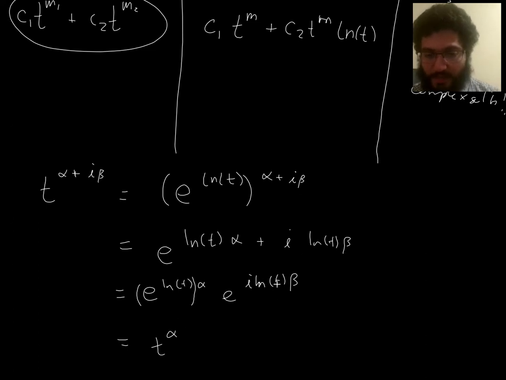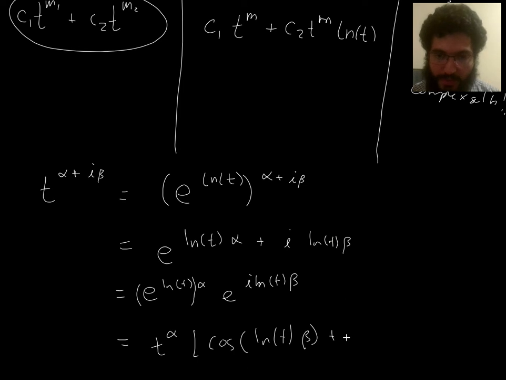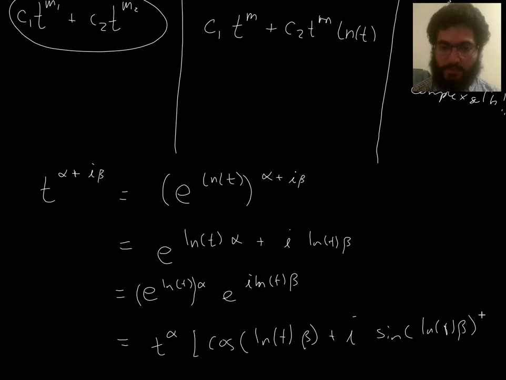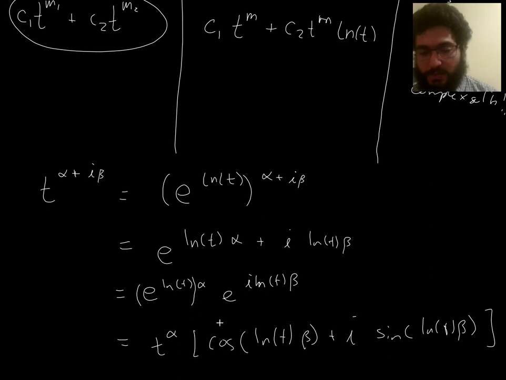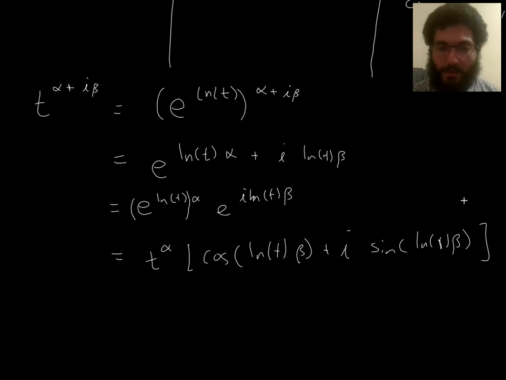So e to the i times a real number, that's going to be cosine of that number plus i times the sine of that number. That's kind of interesting. The solutions are coming out to be these cosine of ln t type things, or sine ln t. Pretty interesting. Okay, now pick off the real and imaginary parts, and those are going to be our real solutions, and they do turn out to be linearly independent.